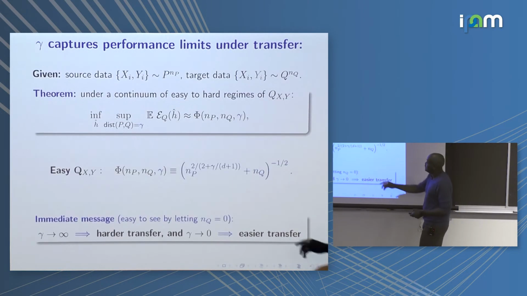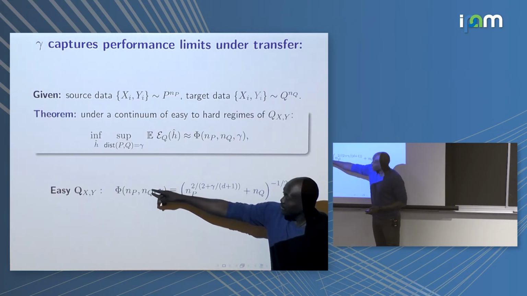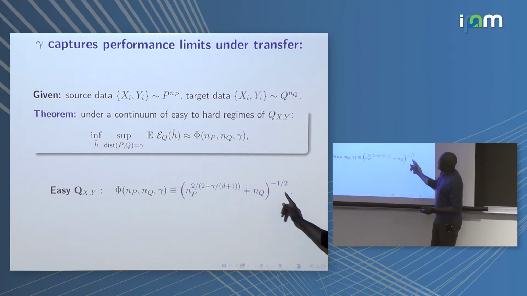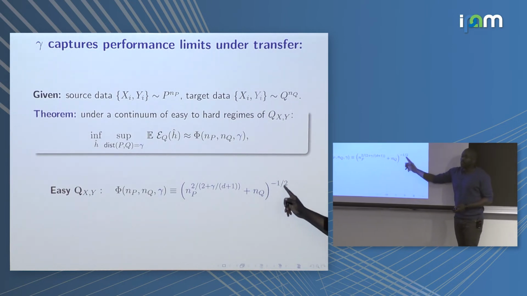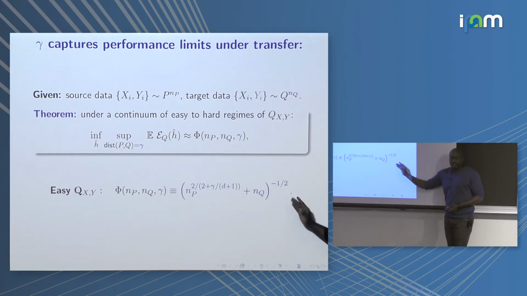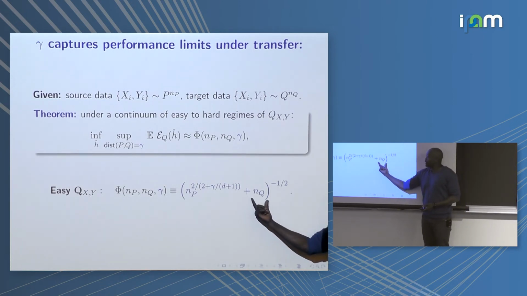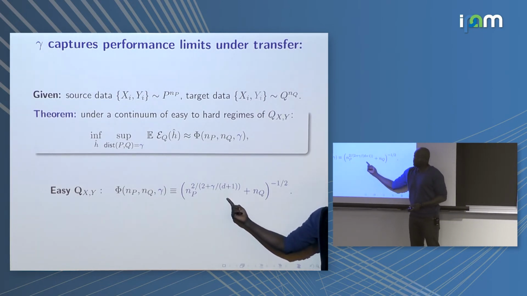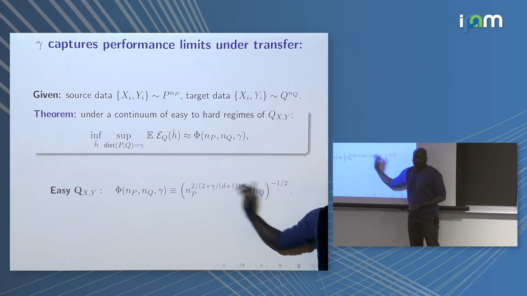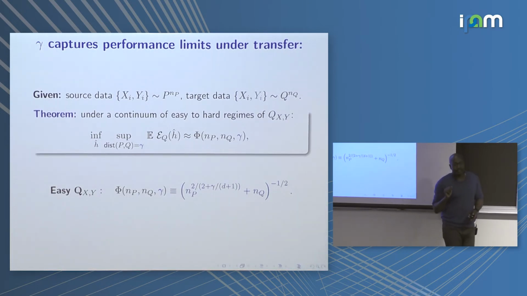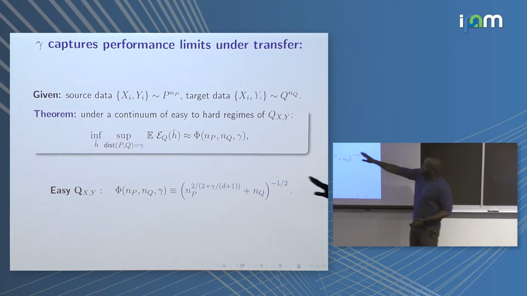So here is an easy regime. Easy classification, we get back into a parametric rate, 1/2. And again, a contribution from Q, and a contribution from the source, characterized by gamma. Okay? And these are minimax rates.